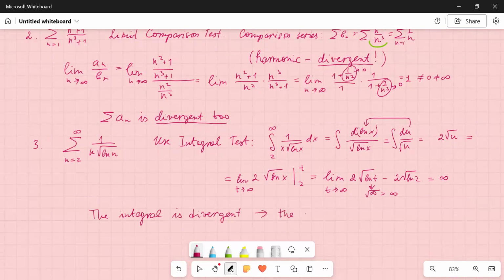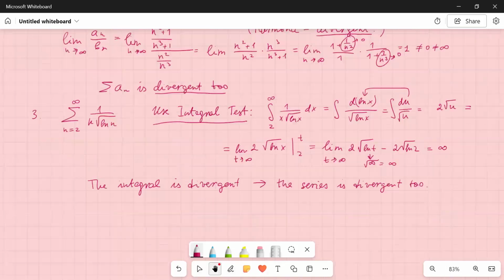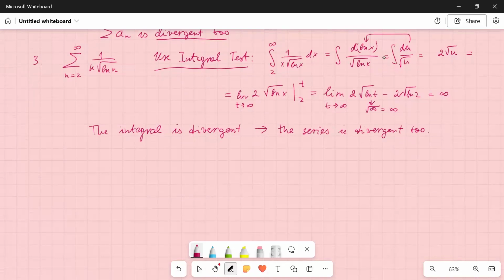The series is divergent too. Guys, I don't write down anywhere here that I'm using the integral test because I wrote it down over here. But if you did not write it down over here, you will need to mention the integral test over here, because otherwise I want to know what you used. Okay? So that's problem number 3.